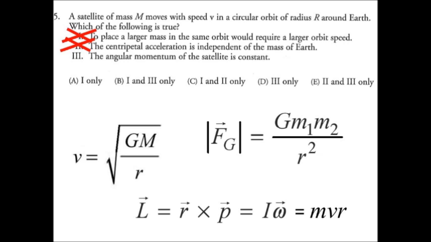Number 3, the angular momentum of the satellite is constant. There's our equation for angular momentum. What is momentum? We haven't talked about momentum yet, and we haven't talked about rotation yet, and that's a cross product, and this is confusing, but using the almighty process of elimination, the answer is 3, or D.